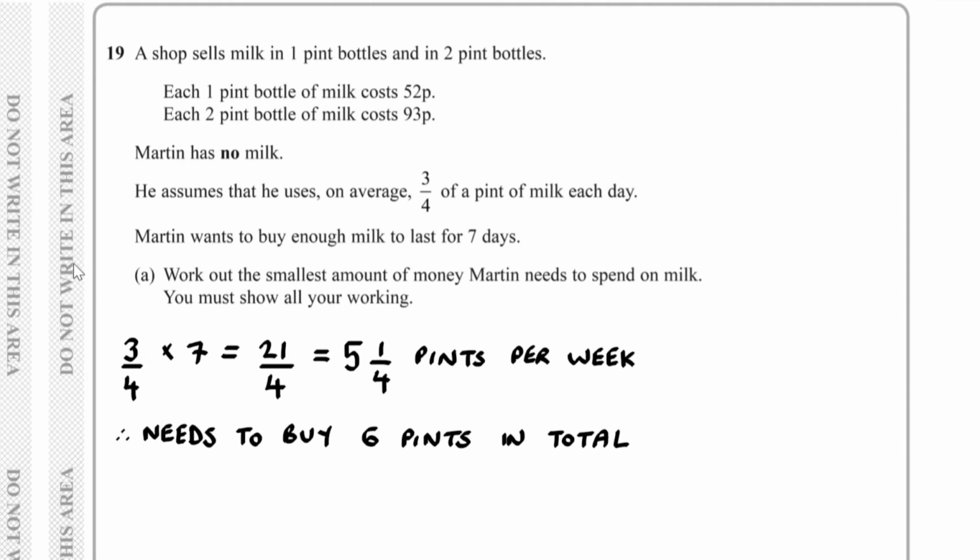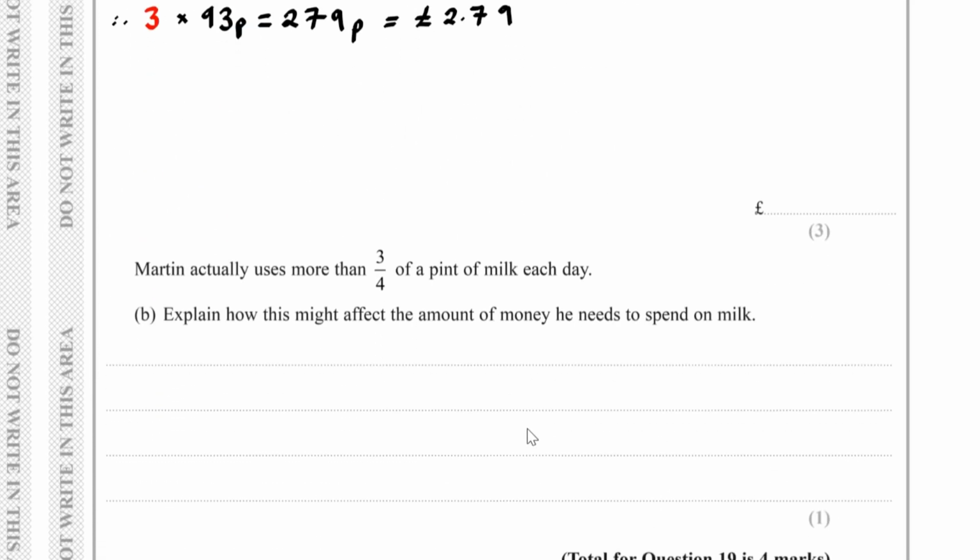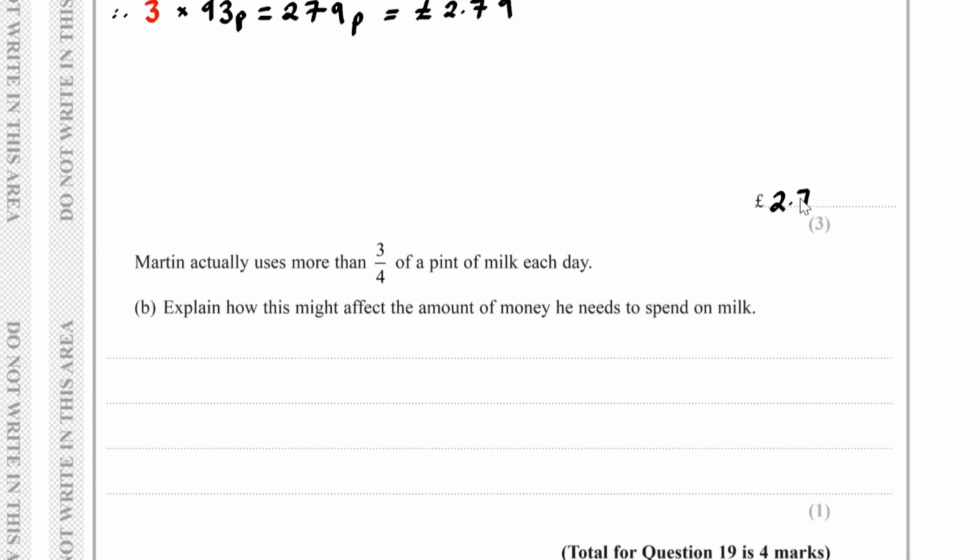Now we want the cheapest way of doing this, and the cheapest way we can do this, well, we can buy 3 2-pint bottles. So the cost of this will be 3 multiplied by 93p. So it turns out we get 279p, which in pounds is £2.79. So we've got 279.